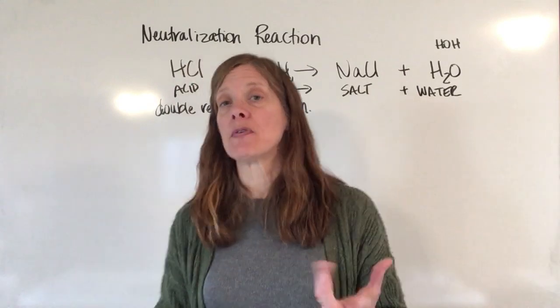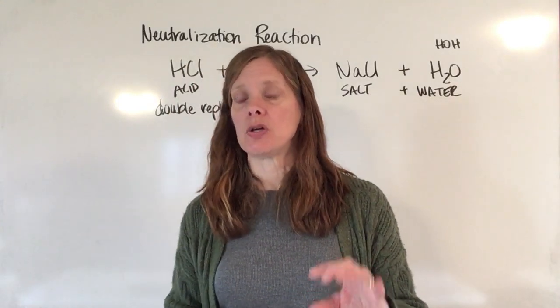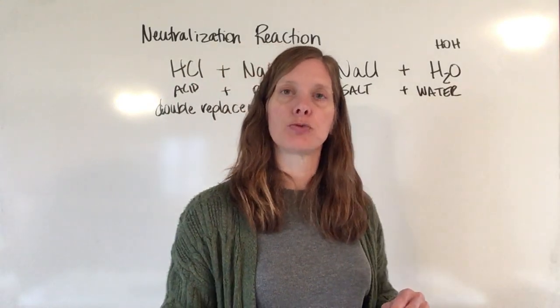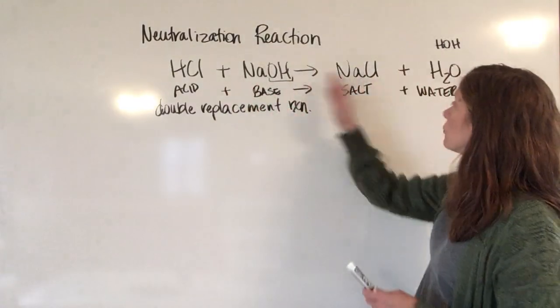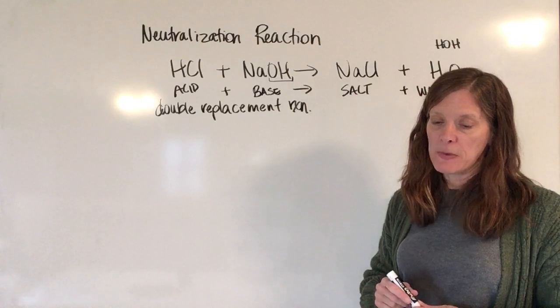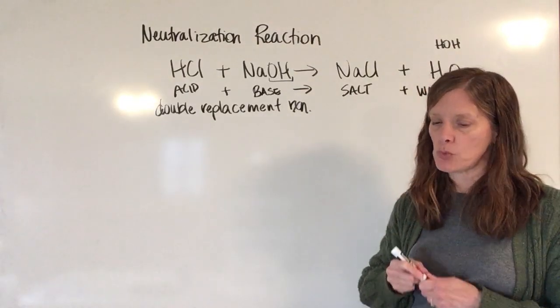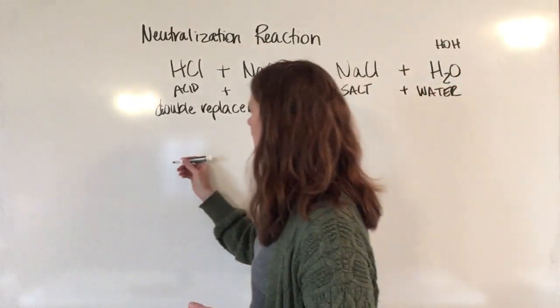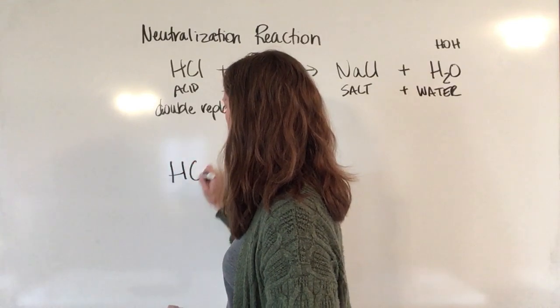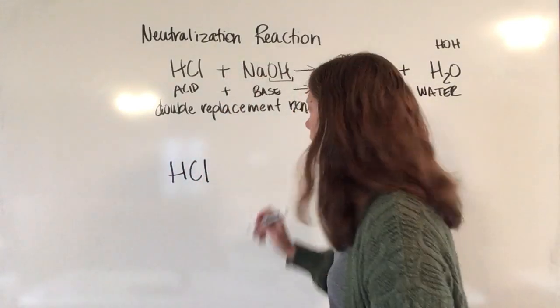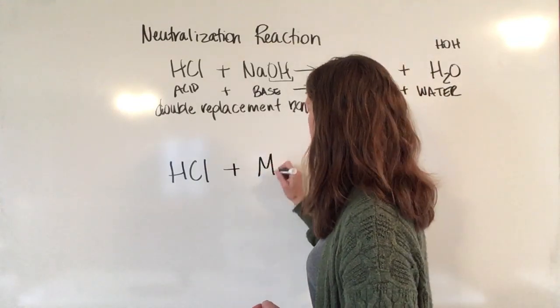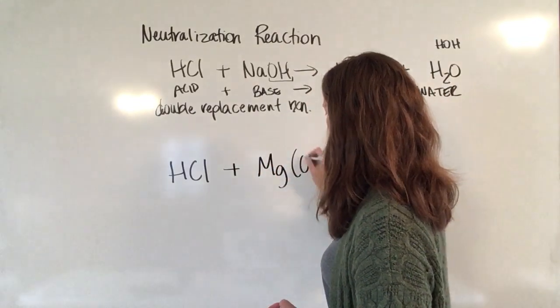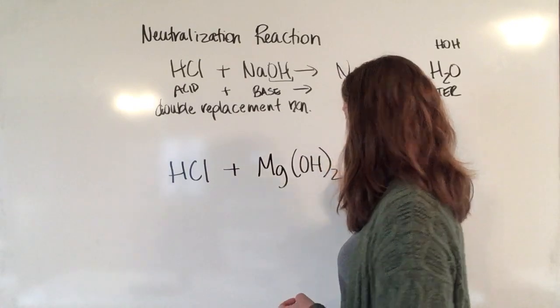And if you don't have a piece of paper, you might want to grab one so that you can practice balancing those, predicting what the products are going to be as I do them with you. So we've done a really simple one up here, but now we're going to do a couple that are just slightly more complicated. Let's say that I'm going to take hydrochloric acid again, but this time I'm going to react it with magnesium hydroxide. And so magnesium hydroxide looks like this.